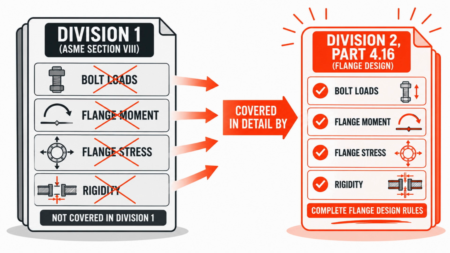Division 1 didn't lose the ability to design flanges. It just stopped duplicating Division 2's more current methodology and pointed straight at it. If you've been hunting for the old bolt load formulas in this appendix, that's exactly why you can't find them anymore.